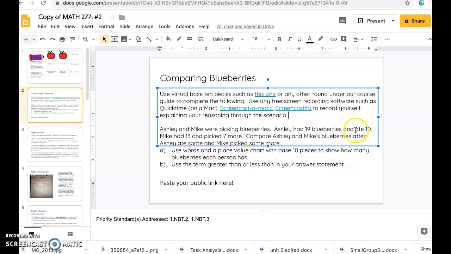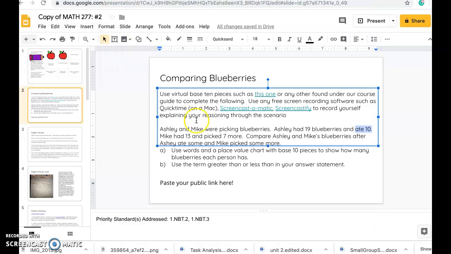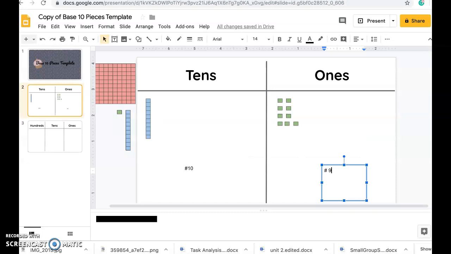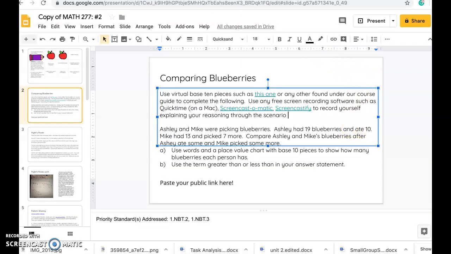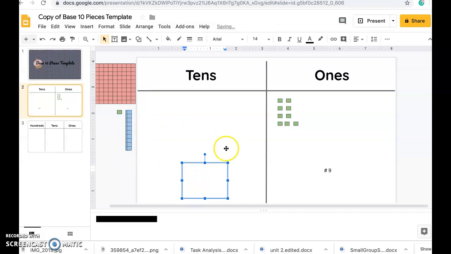Now it says that she ate 10. Now if you eat them, it means that you're going to be taking them away. So the easiest way I would do this is, since you know that a long has 10 in it, and then you know that there's only 9 ones. Now, if there was 10 ones, it would be a little bit different because we would have another long. But since there's a 10 here, if she ate 10, then we need to just take this 10 away, and she will have none over here.